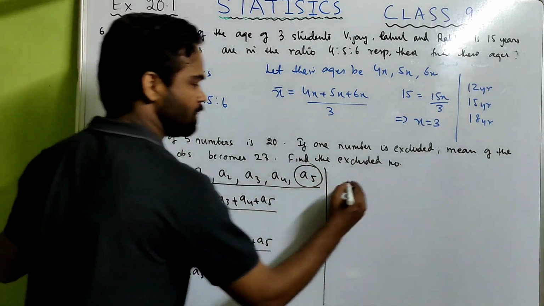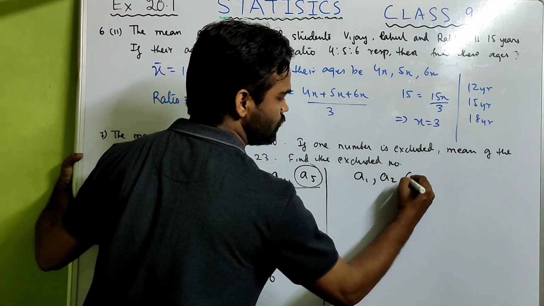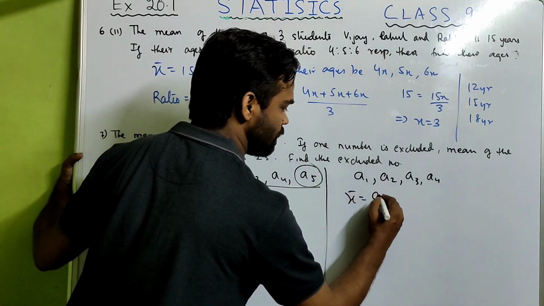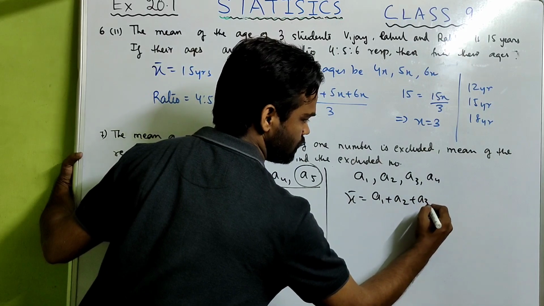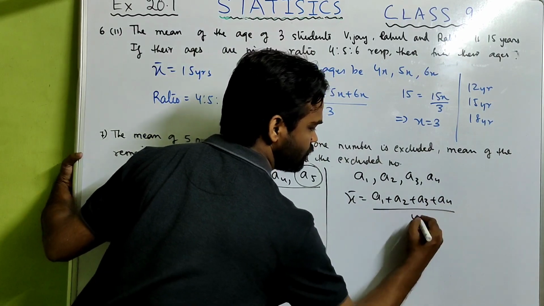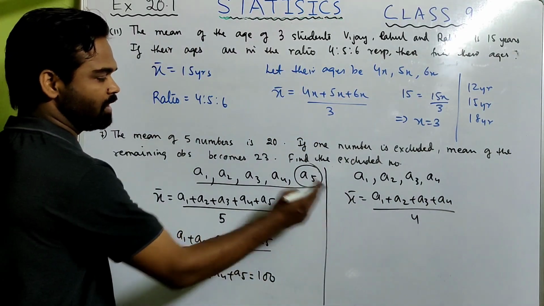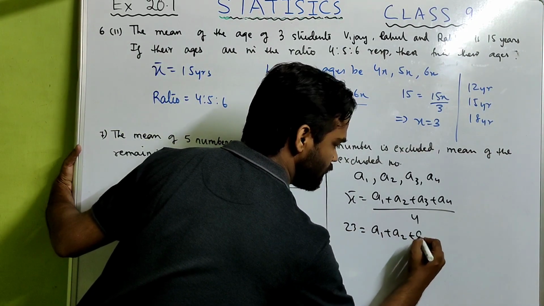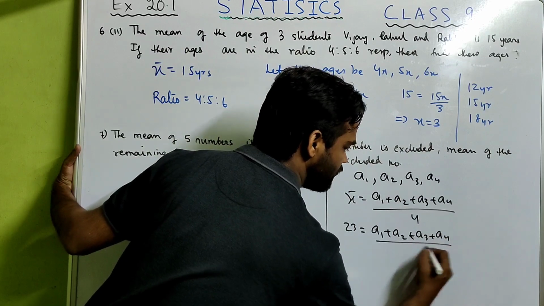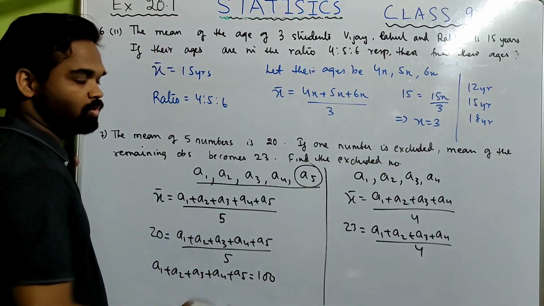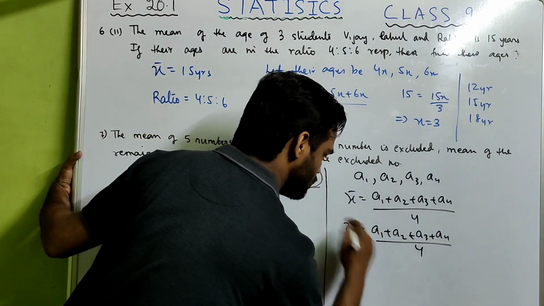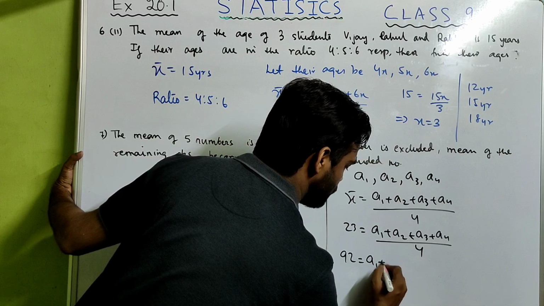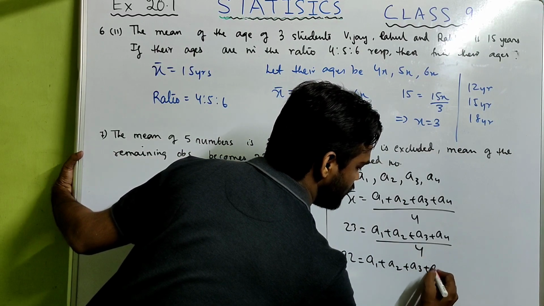Suppose this number is excluded. Then your numbers become A1, A2, A3, A4. Now if you find the mean, mean is what? Sum of observation by number of observation. And in the second case, the mean has become 23. So 23 equals A1 plus A2 plus A3 plus A4 by 4. Then 4 23s are 92. So 92 equals A1 plus A2 plus A3 plus A4.